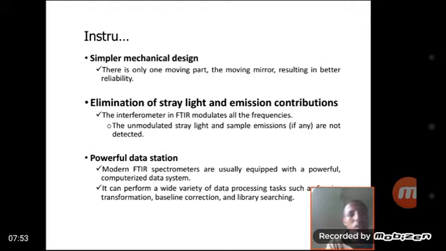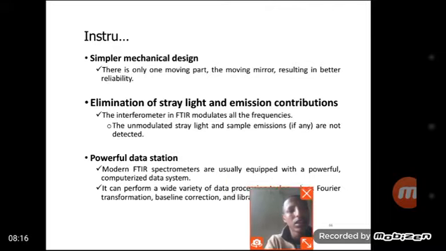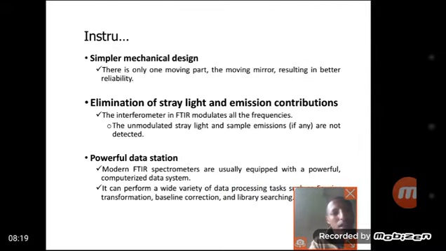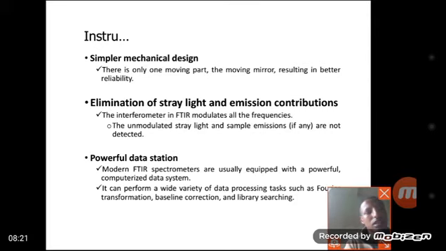The other great advantage of FTIR is the powerful data station. Modern FTIR spectrometers are usually equipped with a powerful computerized data system. It can perform a wide variety of data processing tasks such as Fourier transformation, baseline correction, and library searching. This is important for the identification of compounds by comparing standard IR spectra with that of the compound of interest.